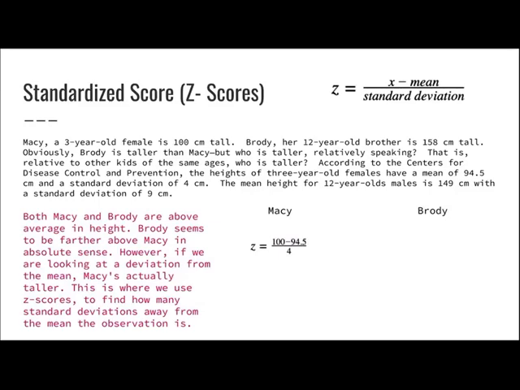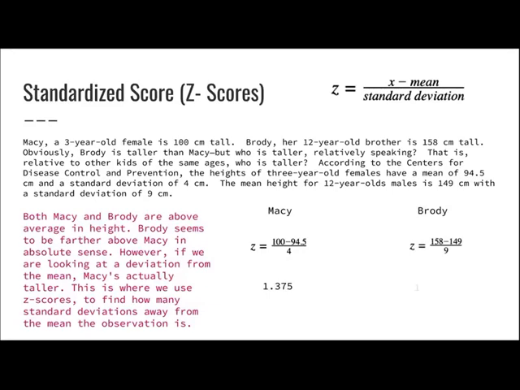So we know that Macy's 100 centimeters tall. We know that the mean of 3-year-old females is 94.5. And we know that standard deviation is 4. So I'm going to plug those values into my equation here. And I get 1.375. So Macy is 1.375 standard deviations from the mean.